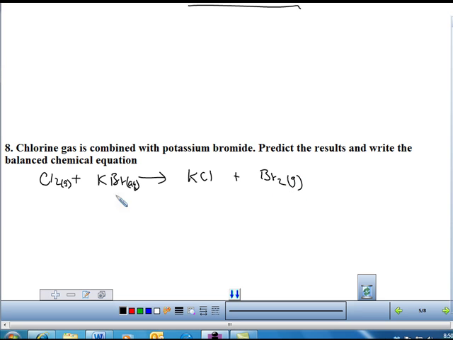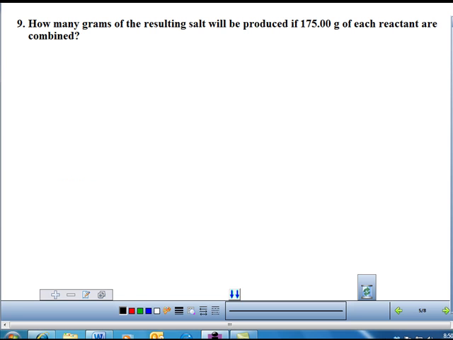So this throws our reaction out of balance, so we got to balance it by how? This gives us the 2 bromines with a 2 here. This gives us a 2 chlorine with the 2 here, and we got 2 potassiums balance themselves, right? Okay? Any questions? Miss Hinton, you got that? Okay. Now, grams of resulting salt. Let me put this up again real quick. What is the resulting salt?